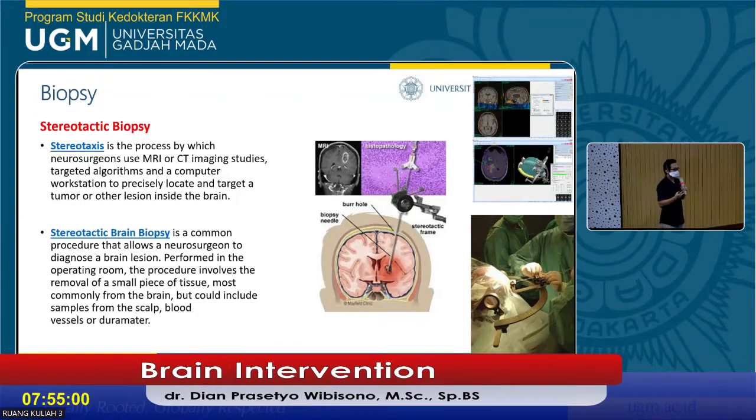Biopsy in the brain can be done with two procedures: open biopsy or stereotactic biopsy. Open biopsy is an invasive procedure by which we remove the skull and then directly take some tissue from the brain. That is open biopsy. There is the other alternative.